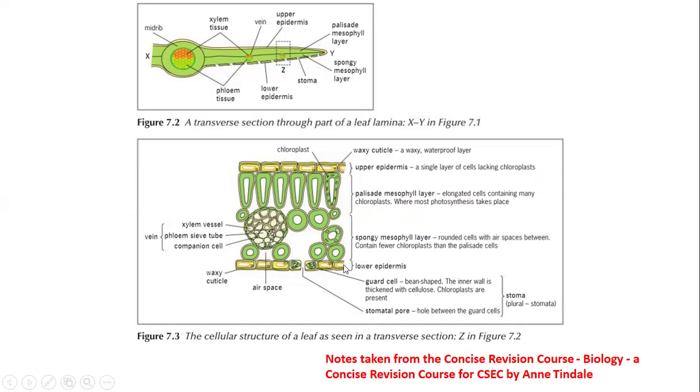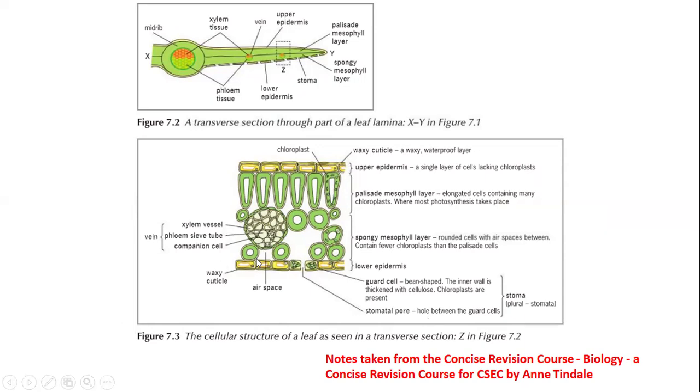Then we have the lower epidermis, where the guard cell is, and the guard cell is right here. The guard cell is bean shaped, right? The inner wall is thickened with cellulose, and chloroplasts are present in the guard cell. And the space between the guard cells is called the stomatal pore, right? Together they are the stoma, singular, stomata, plural. So the stomata is the guard cells and stomatal pore collectively. The guard cells basically control the opening and closing of the stomata.